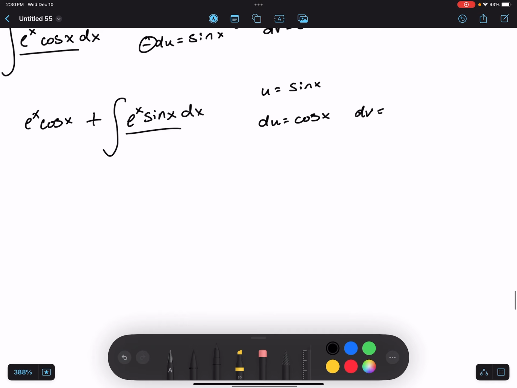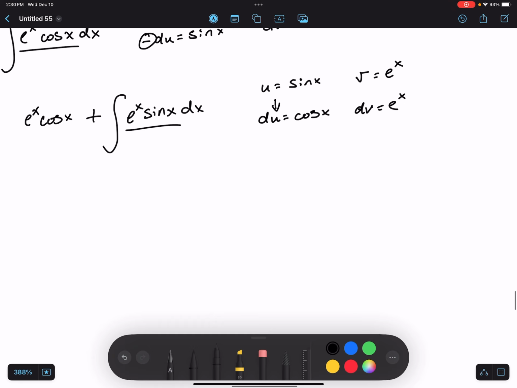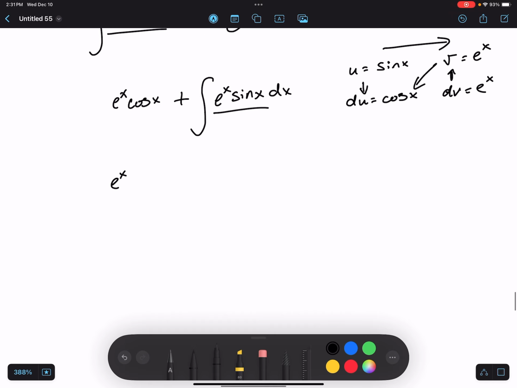dv equals e to the x, and then v once more will be e to the x again, because we're differentiating and then integrating. And because this is integration by parts, we'll go across once more, down over, and so we'll be left with e to the x cosine x plus, in brackets now, e to the x sine x minus the integral of e to the x cosine x dx.